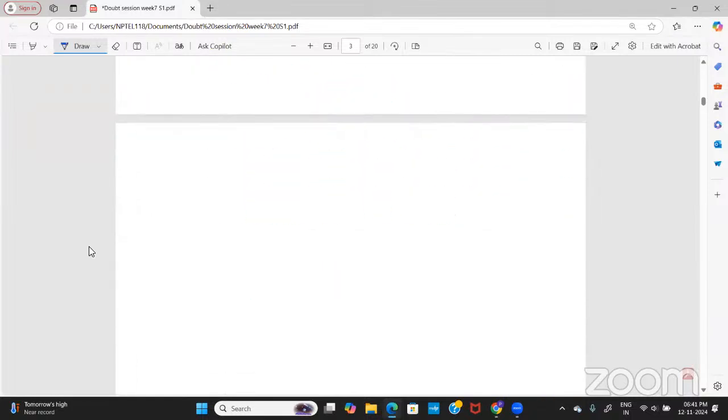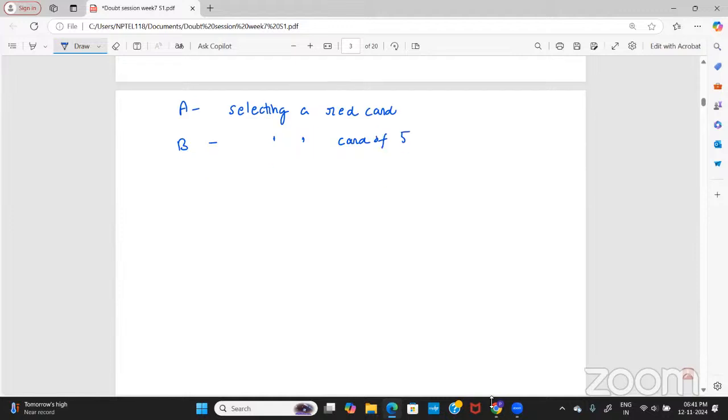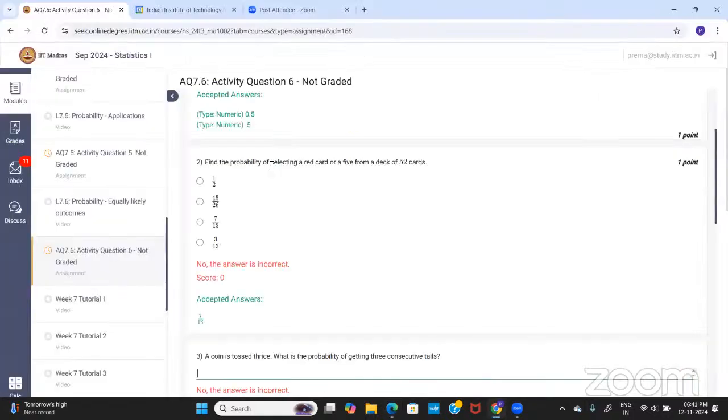So here, suppose A represents selecting a red card, and B represents selecting a card of 5. The question is selecting a red card or a 5 card, which means we have to find A union B, right? Is this clear? Yes, ma'am.